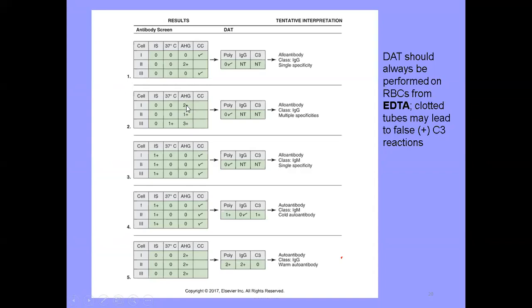You might say, well, how come it's 2+ with cell 1 and only 1+ with cell 2? And what we can say here is this may be an allo antibody that is reacting more strongly with screening cell 1 due to dosage. Remember dosage? Dosage says that some antibodies will react more strongly when their target antigen is inherited in a homozygous expression.